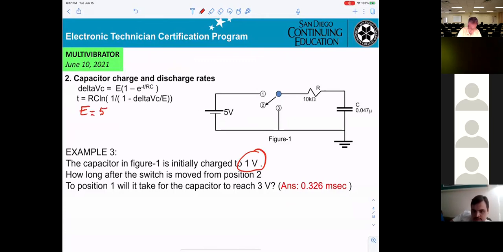Because it's trying to get to 5, but initially it starts at 1. And so delta VC will be 2 volts, because we're going from 1 volt to 3 volts. Yeah, that's a really easy one.